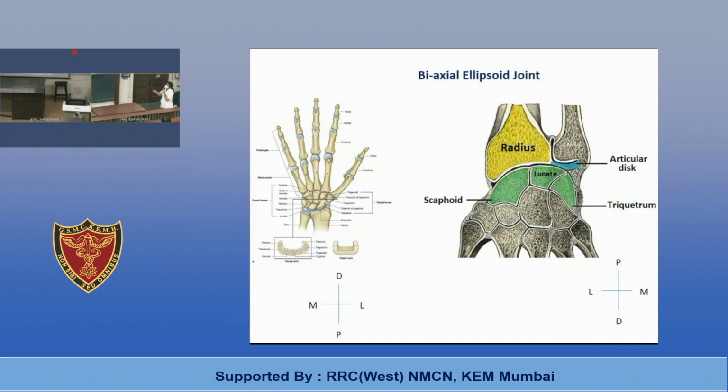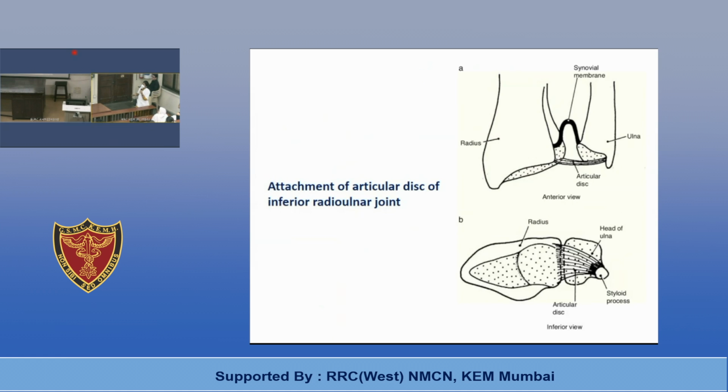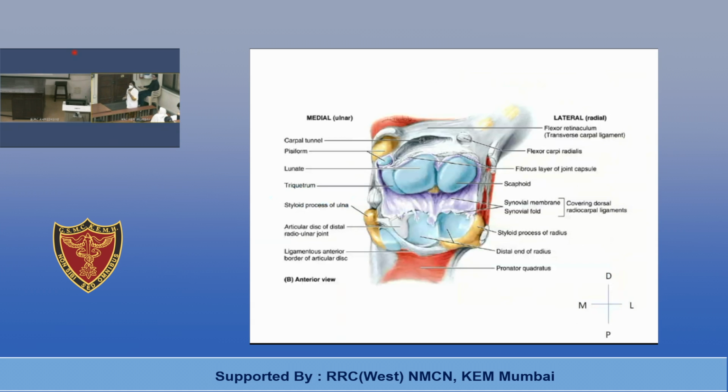Here you can see the section passing through the wrist joint. This is the lower end of radius, this is the lower end of ulna, and this is the articular disc which is attached. And here you can see scaphoid, lunate, and triquetral. The lower end of the radius along with the articular disc is the upper articulating surface, and the lower articulating surface is by scaphoid, lunate, and triquetral. That's how the ulna is excluded from the wrist joint because of the attachment of the articular disc. This we have already seen. We have seen the type of joint and the bones forming the joint.